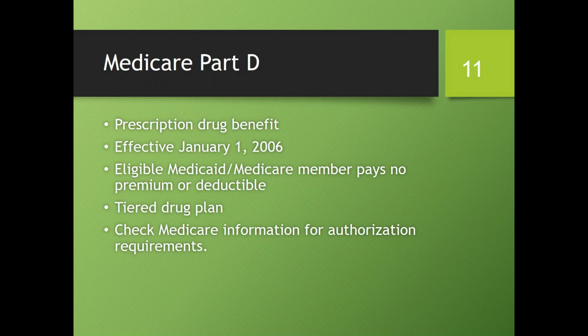Two ways to obtain Medicare Part D is to join a Medicare prescription drug program that adds drug coverage to the original plan, or to join a Medicare Advantage plan, such as an HMO or PPO, that includes prescription drug coverage as part of the plan.